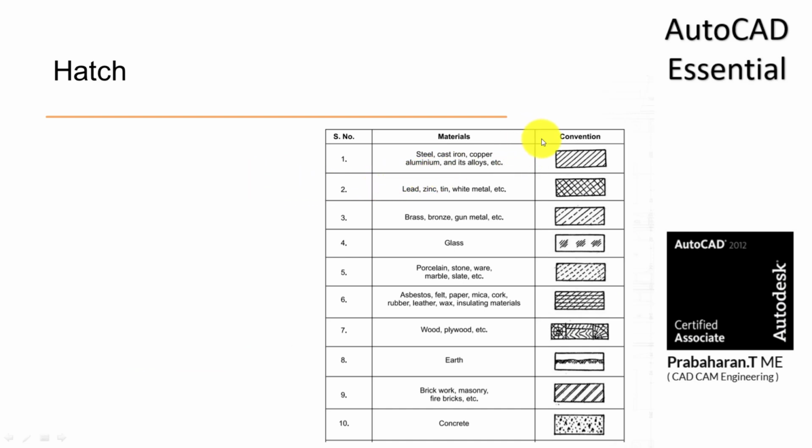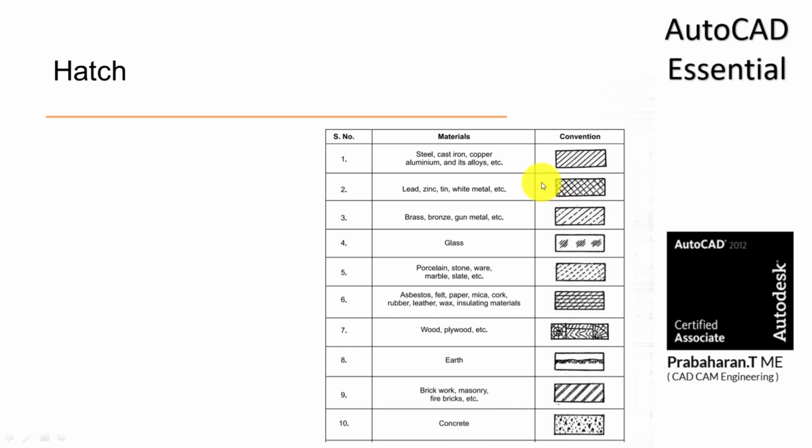These are the different hatch patterns we use for commercial purposes as well as in industrial applications. Each hatch pattern represents what type of material it is. If it is steel or cast iron, it should be represented like this. If it is white metal, zinc or lead, it should be represented like this. Glass like this. Similarly, wax, asbestos, earth, and concrete. So these are different hatch patterns.